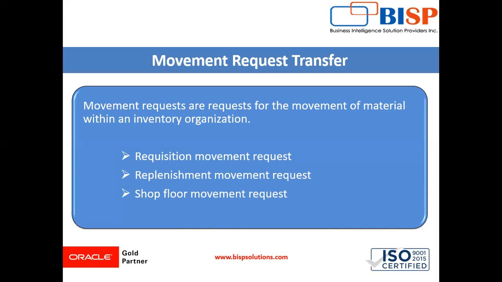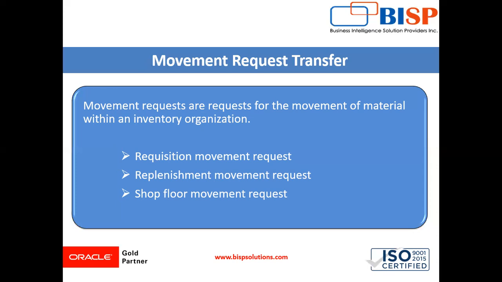And the last one is the shop floor movement request. Shop floor movement requests are the requests performed to refill the components needed for the manufacturing and maintenance work orders, right? So material moves either to the work in process supply location or directly to the work order from the warehouse location. So you can transfer the item from the warehouse to the manufacturing location. This is the shop floor movement request, right?